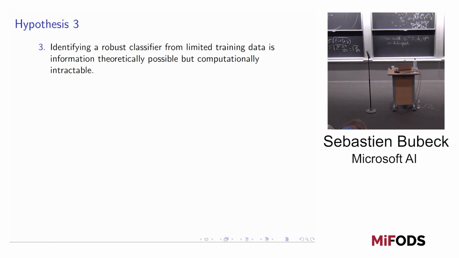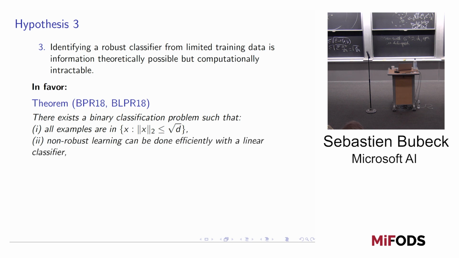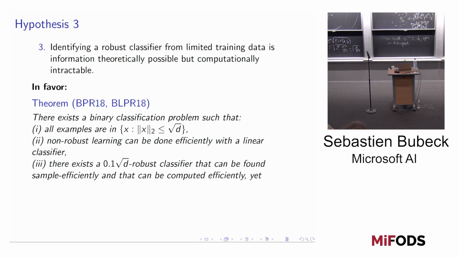Now hypothesis 3 is my favorite one, and it's the one we push in the paper, which is that you can do it information theoretically with few samples, but you cannot do it computationally. So here is the main meat, but again, it's just going to be a simple, stupid example like those ones. So here is the theorem. There exists a binary classification problem such that all examples are in a ball of size square root D, just like all the things that we have been talking about. You can learn non-robustly super easily, say with a linear classifier and with poly samples.